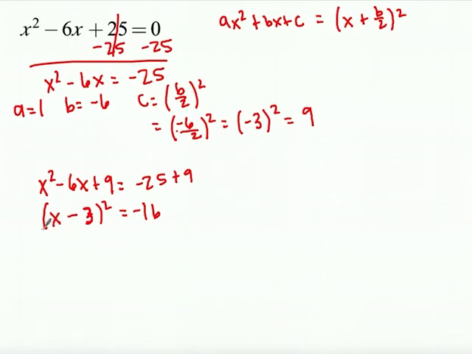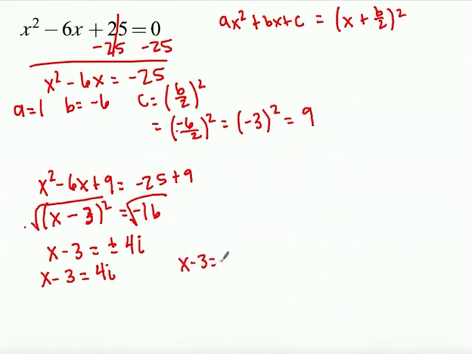Then because I want to get x by itself, I need to get rid of the squared, so I'm going to square root both sides. When I square root both sides, that's going to give me x minus 3 equals plus or minus the square root of negative 16. Because it's a negative, I'm going to take out an i, and I know that the square root of 16 is going to be 4, so it's going to be plus or minus 4i. So then, because I've got that plus or minus, I'm going to split this up into x minus 3 equals positive 4i, and x minus 3 equals negative 4i.